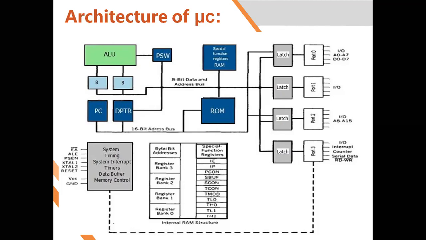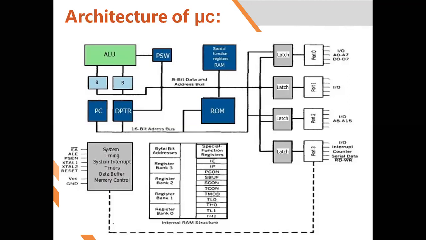Now, in the multiplication and division operations, the second operand should be present in the B register. And in the division operation, the result of the division is stored into the A register and the value of the remainder is stored into the B register. Is it okay? Have you got it?